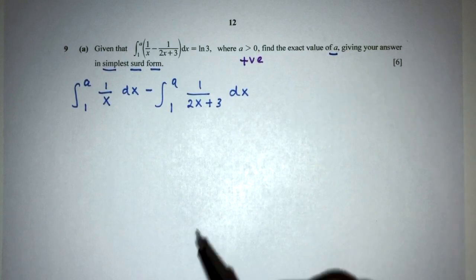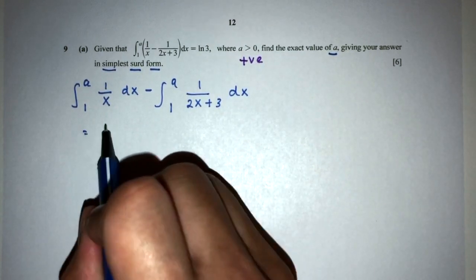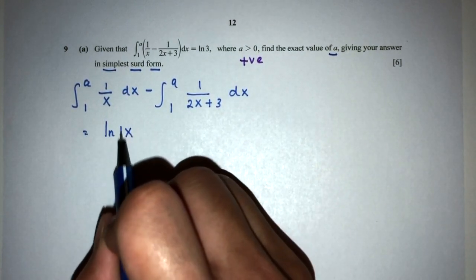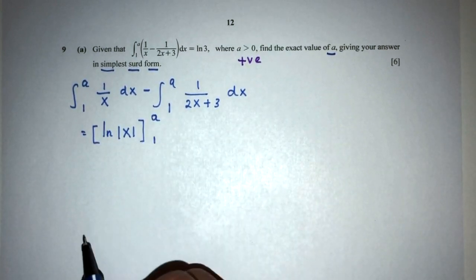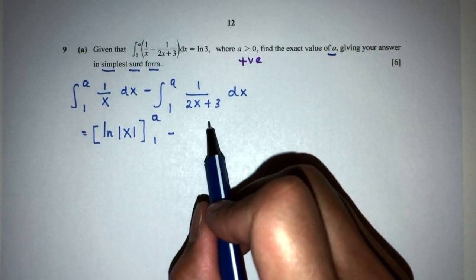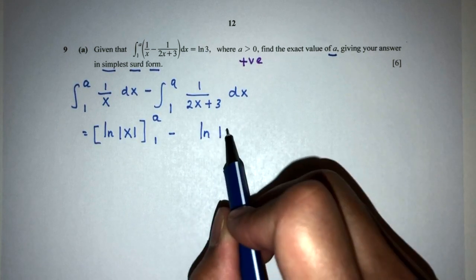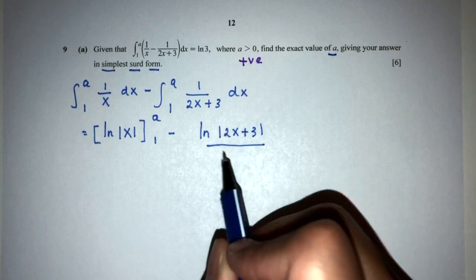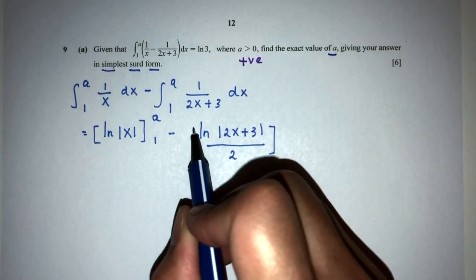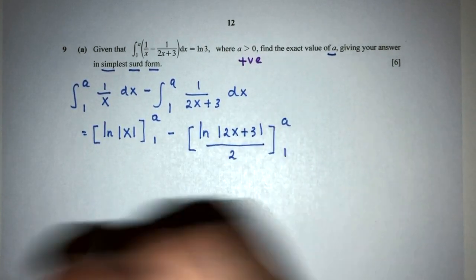Now let's simplify to see what happens. That will become ln of x, between the limits of a and 1. Same thing here, that will be ln of the value inside, which is 2x plus 3, divided by this value right here, which is 2, between the limits of a and 1.